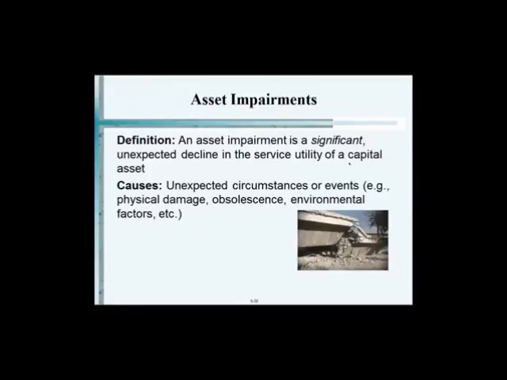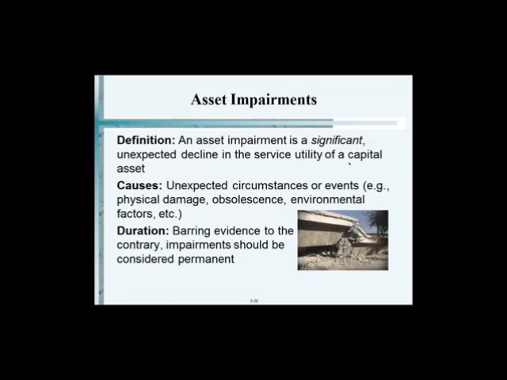So look at the word. It is a significant unexpected decline. Not expected, but unexpected decline in the service utility of a capital asset. It could be physical damage, it could be obsolescence, it could be other environmental factors, okay? And impairments are considered permanent. Why are we concerned about it? Because we need to record this transaction. And this is what we're going to learn.